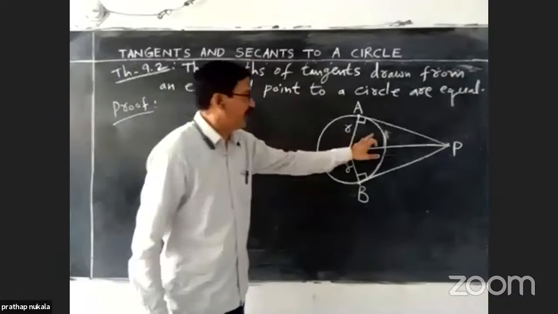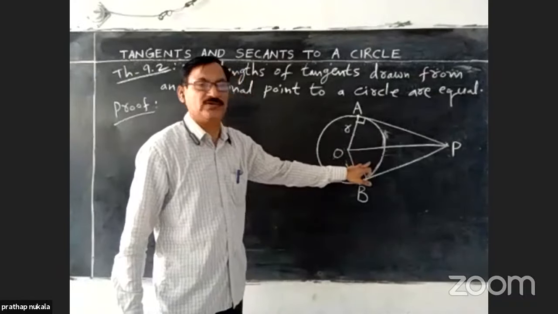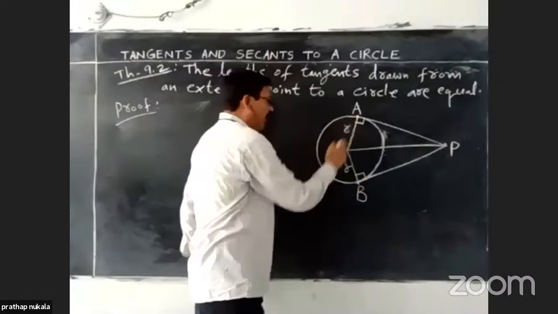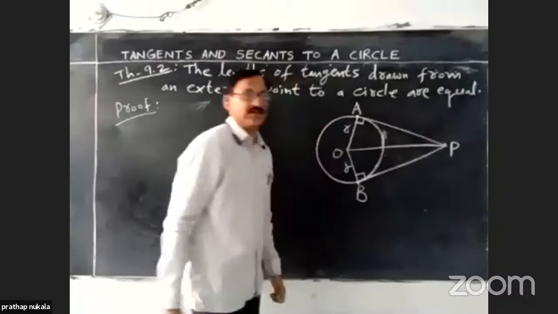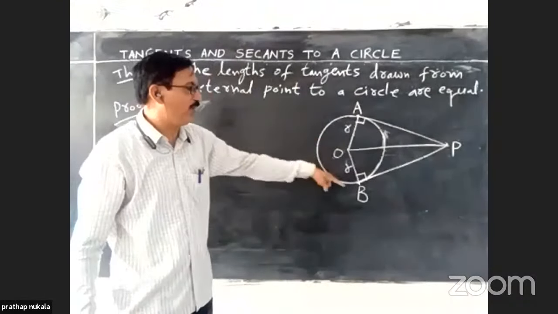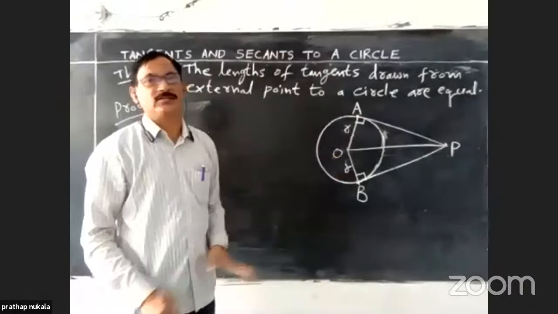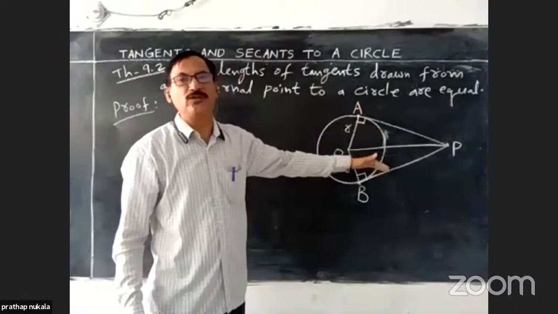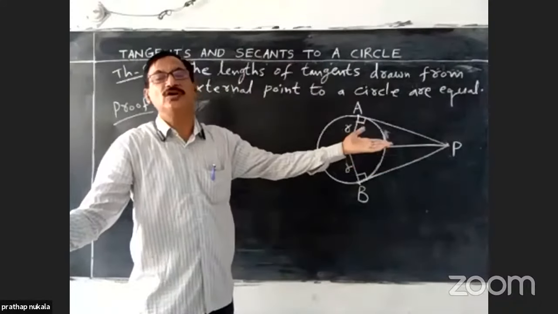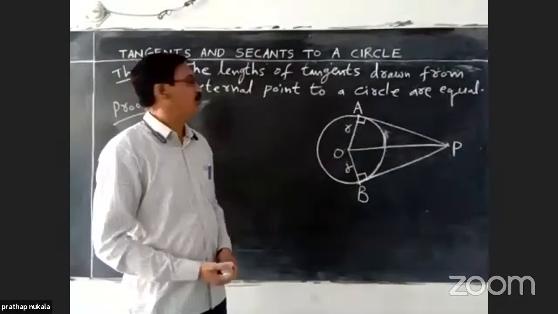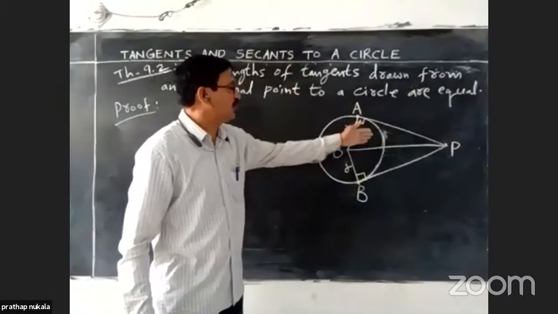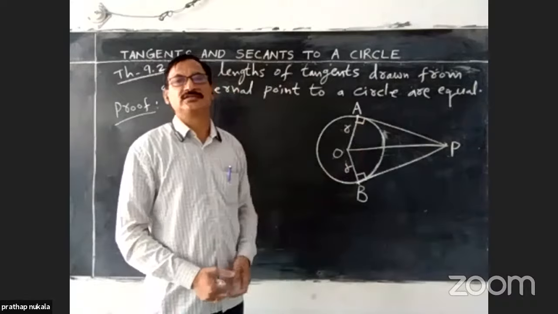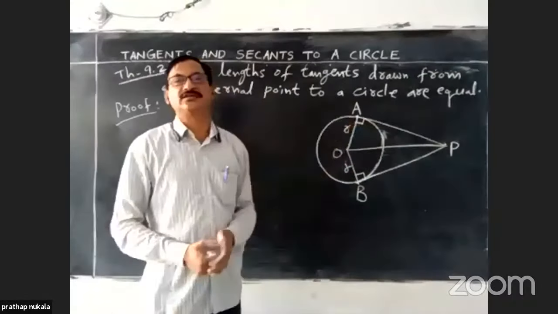Then here two right angle triangles are formed. Just observe. Now AOBP is a quadrilateral. But the line OP divides the quadrilateral into two right triangles. Now we are going to prove these two right angle triangles are congruent.